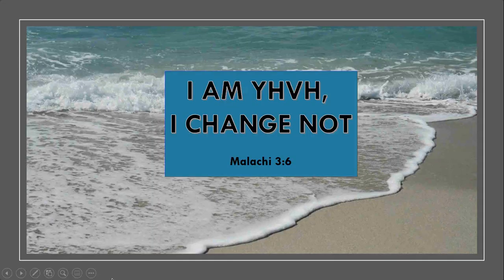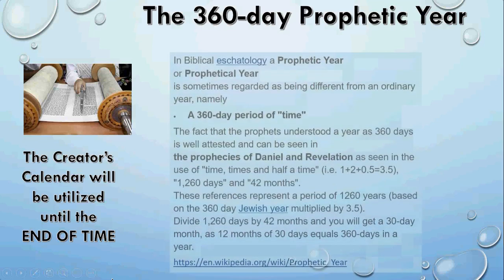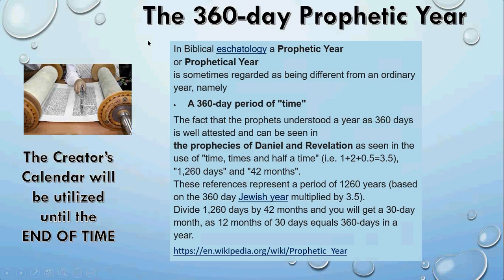Because Jehovah said, "I am Jehovah, I change not." Malachi 3:6. So the Creator's calendar will be utilized until the end of time. The 360-day prophetic year is going to be in the future. We're going to see it happen, aren't we?